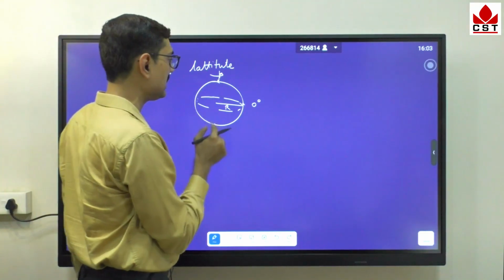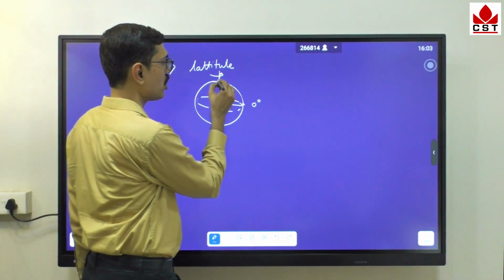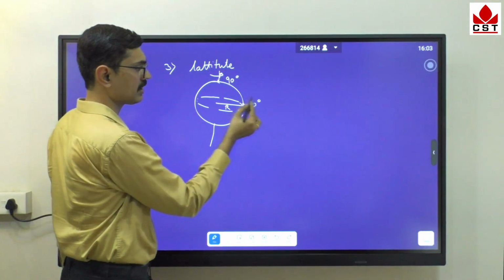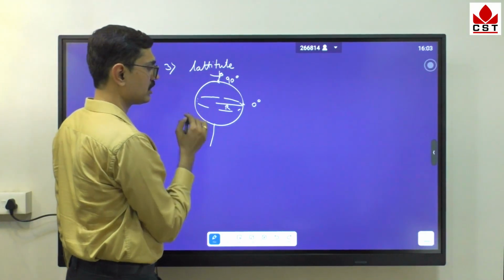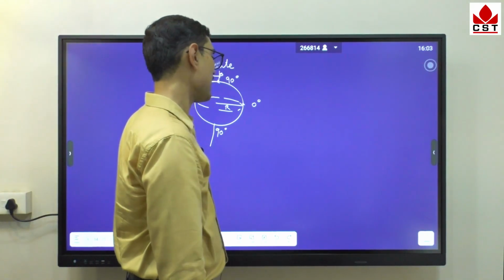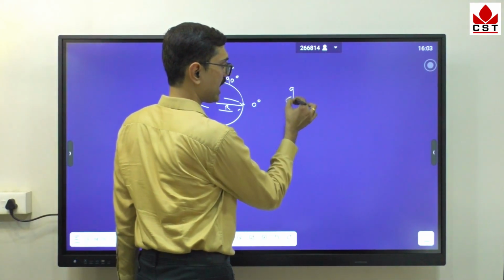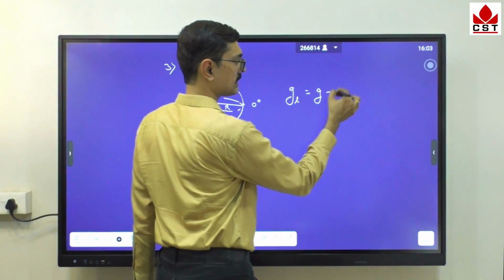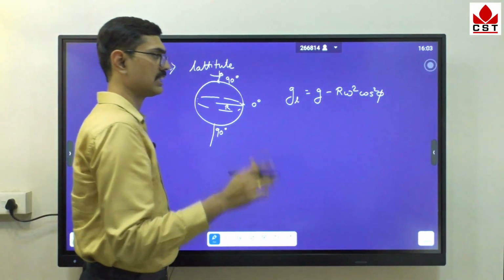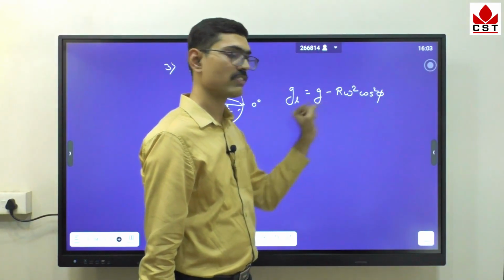Therefore the radius at this point is 0, and the angle is 90 degree. So at the equator latitude is 0, at the pole latitude is 90, and the same on the opposite side, at the south pole also the latitude is 90. We are getting the final formula that g latitude is equal to g minus r omega square cos square phi. We don't have to take the derivation here because this is the exact final formula. What is omega?